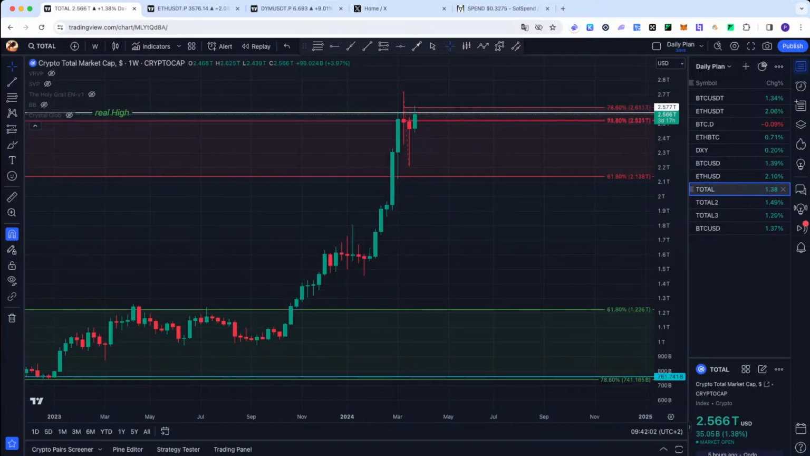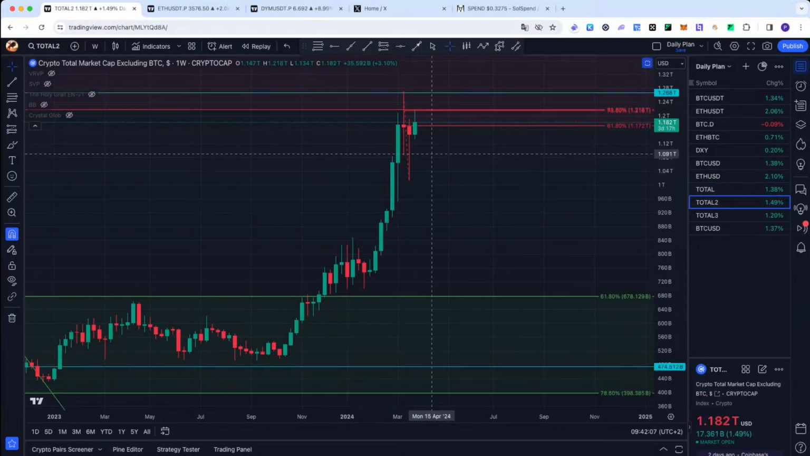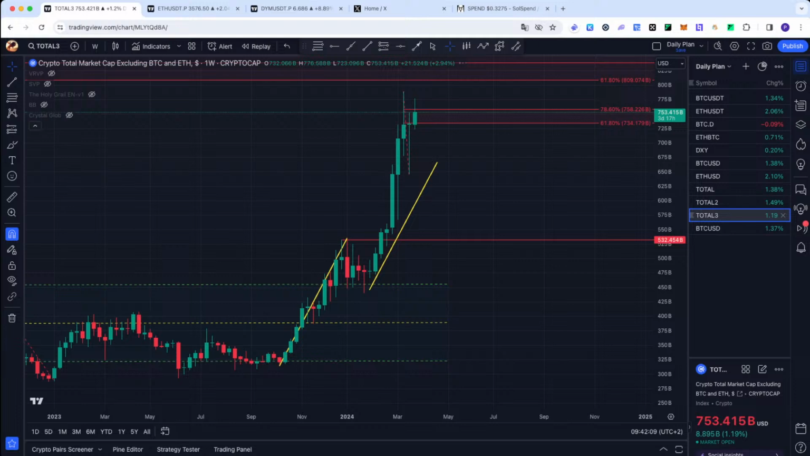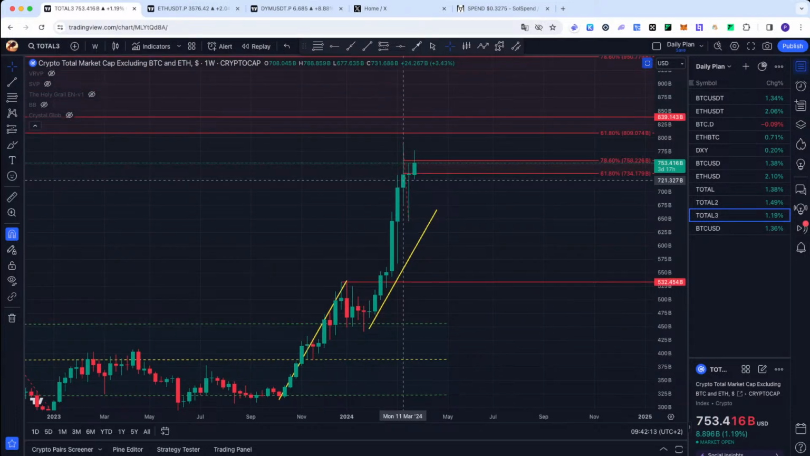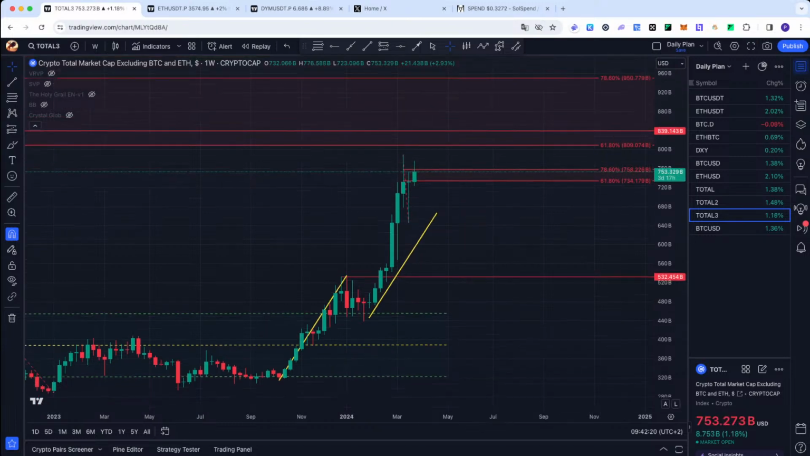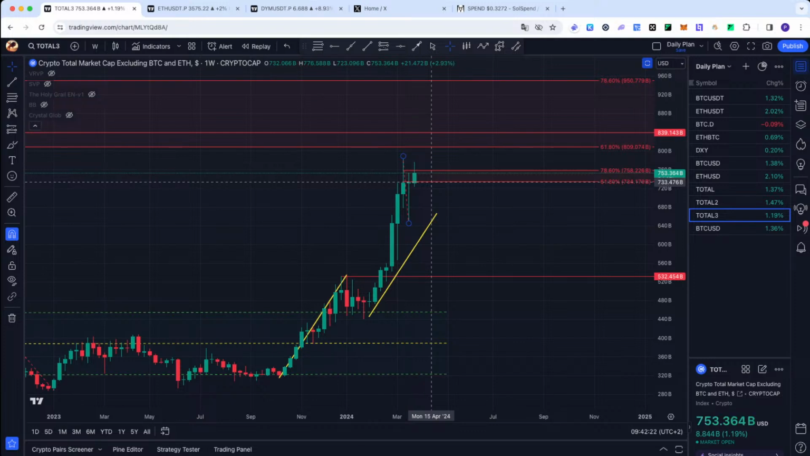Total, well, similar with Bitcoin. Total 2, similar with Ethereum. Total 3, well, looks better. I'll be honest, look at these three candles. All three of them are green on weekly basis. And yeah, we are below short reload zone, so we have some room to push higher.